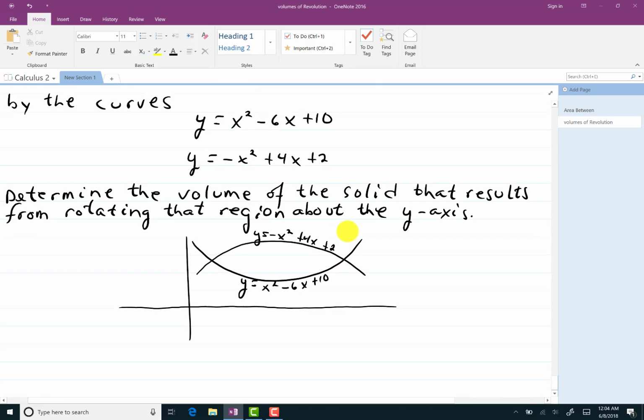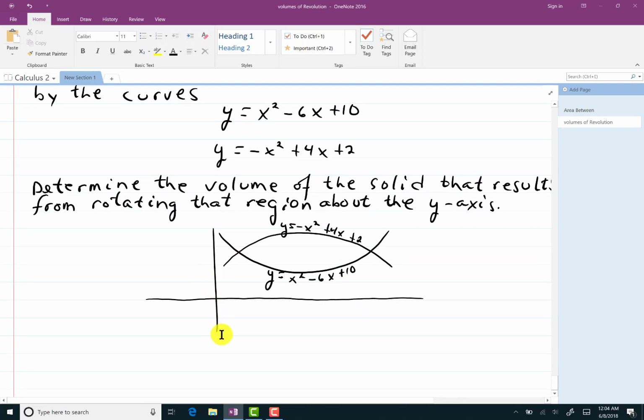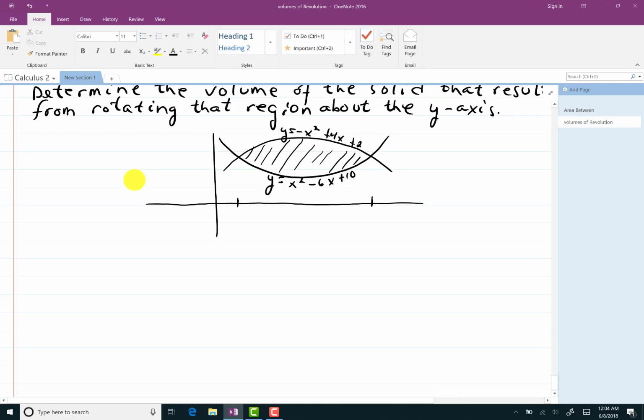So the region they're talking about then is inside of here. And as with anything else, we need to know where it starts and where it ends, because that's where the limits of integration are going to be. Oh, I gave that one away. How do you find those? Well, you set them equal to each other. So let's first find the limits of integration.